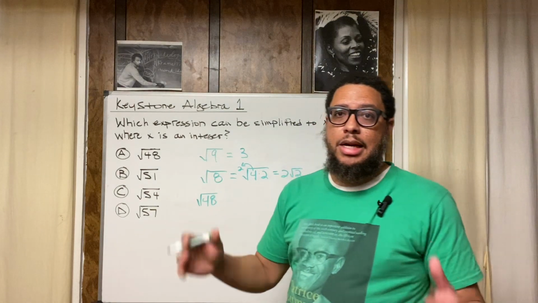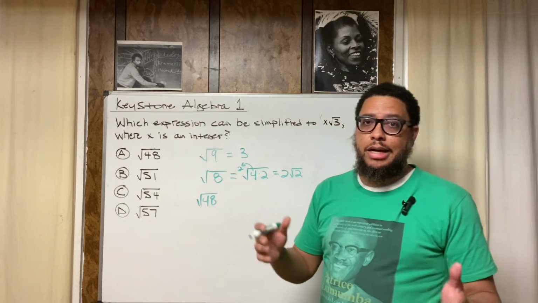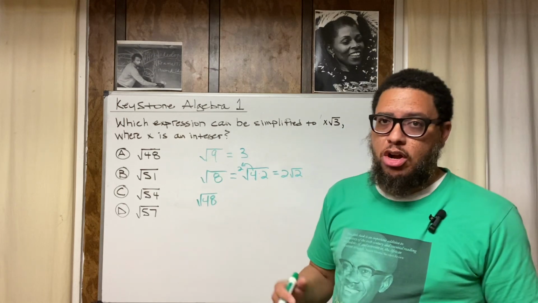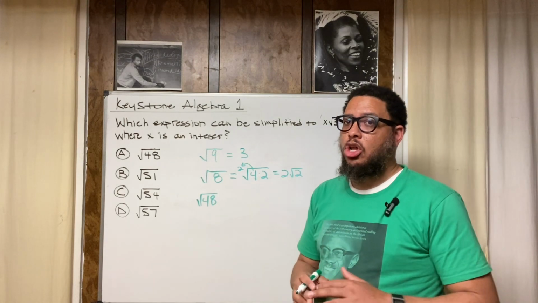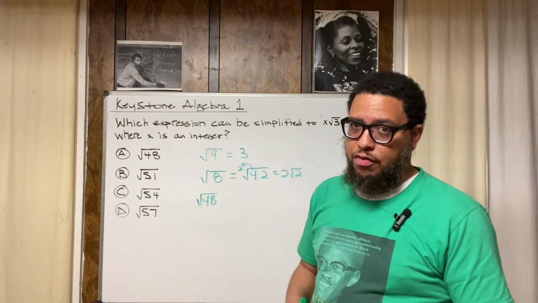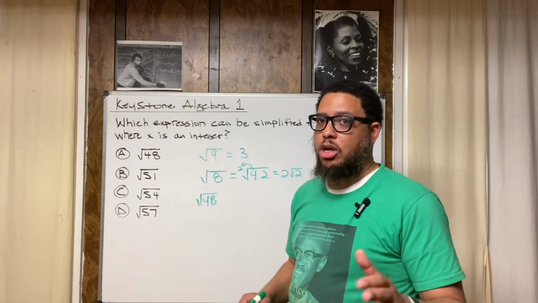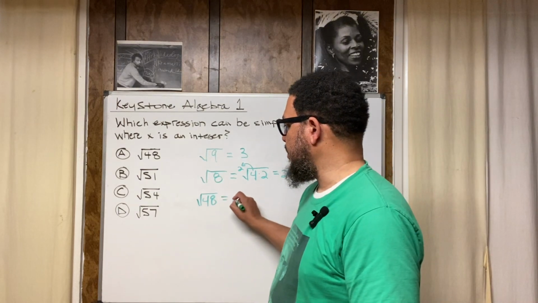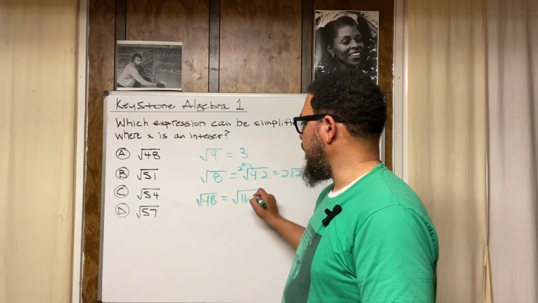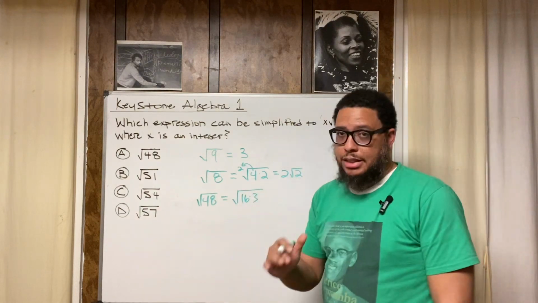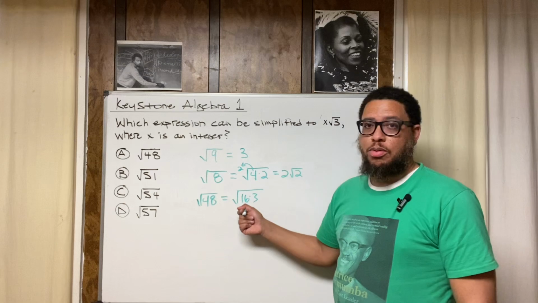But 48 does have factors that are perfect squares. It's got a couple, but you want to deal with the largest perfect square factor, not the smaller one. You want to deal with the larger one. So this is going to become 16 times 3. Why 16 times 3? Because 16 is a perfect square.